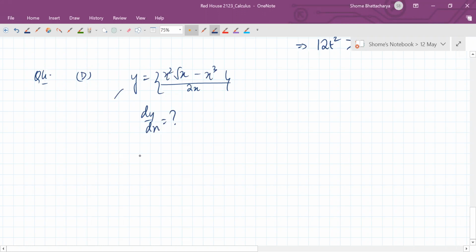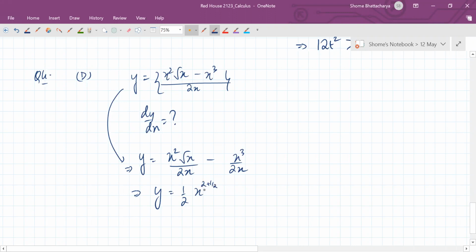So what I'll do is I'll first simplify this a little bit. I'll write this as x square root x divided by 2x minus x cube by 2x. So further, this will become 1 by 2 into x to the power 2 plus half minus 1, minus 1 by 2 into x to the power 3 minus 1. So after having done all this simplification, this can be written as 1 by 2 x to the power 3 by 2 minus 1 by 2 x square. So once I've written it this way, it's become simpler to differentiate.